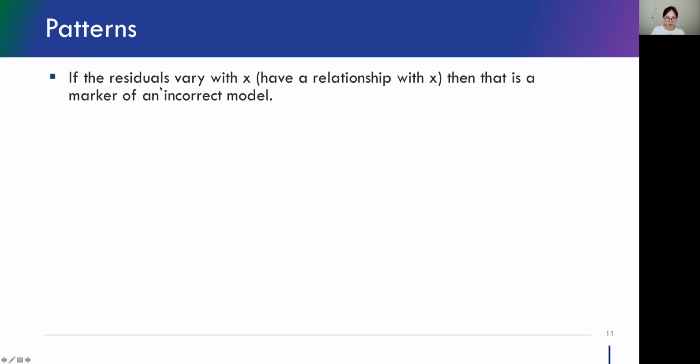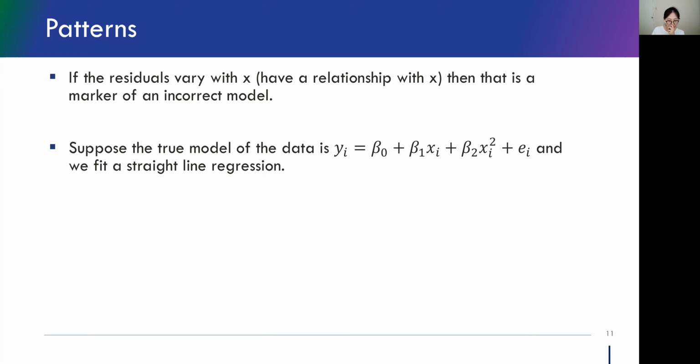If the residuals vary with x, which means they have a relationship with x, if the residuals show some pattern, some relationship with x, then that's a marker of an incorrect model. That means it's not fully random. If the residuals are not fully random, then it indicates an incorrect model.